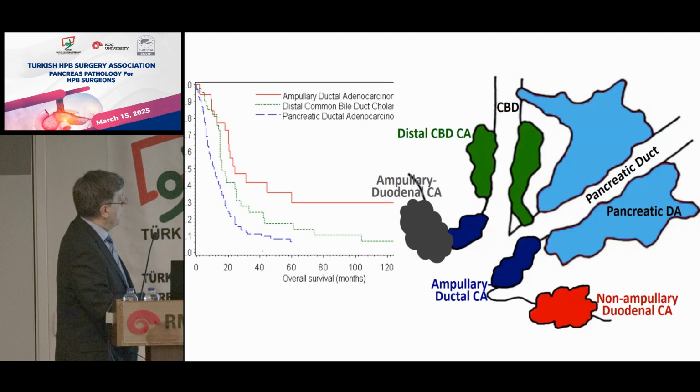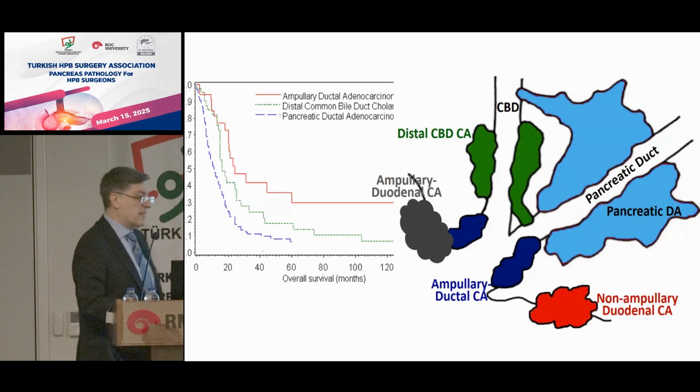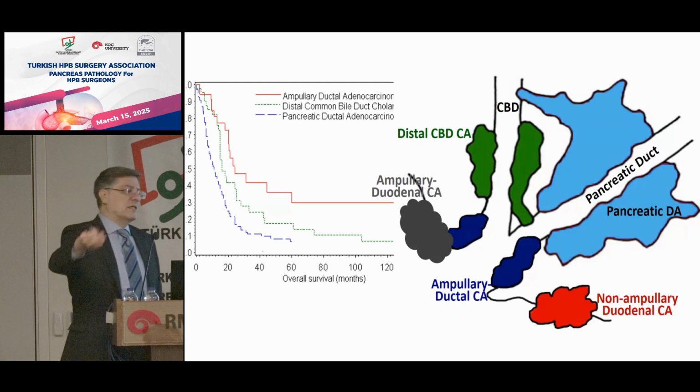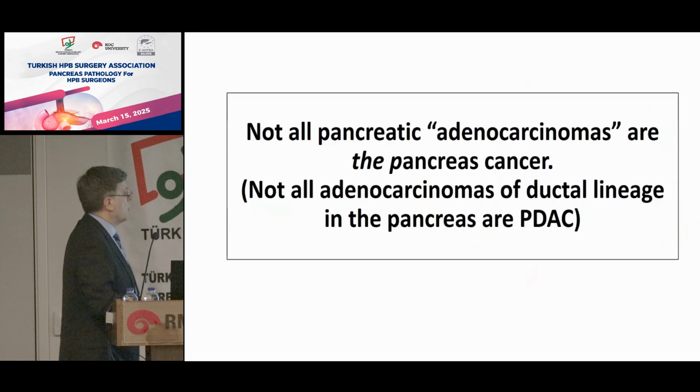In our experience, ampullary ones do much better than the pancreatic ones. And most of the literature also indicates that. But that may be, you know, spreading pattern, early detection, and other factors may be playing a role in this, obviously.